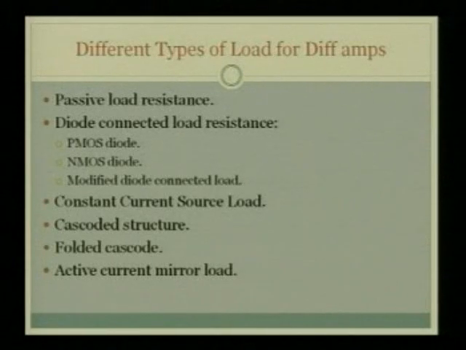The last thing is different types of loads. Passive load, I have discussed all those things. You can have a direct connected load resistance. You can use PMOS, NMOS. As I said in the earlier class, NMOS has that body bias culprit, so we normally don't use an NMOS direct connected load there. We use PMOS because that will give you higher gain. The circuit for this will be like this.